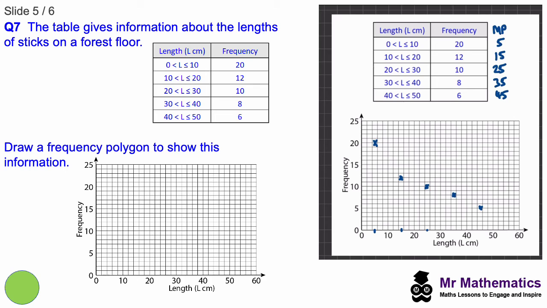Now, for our frequency polygon, we join these points together with a straight line. Okay?